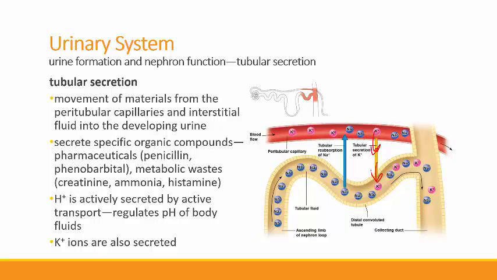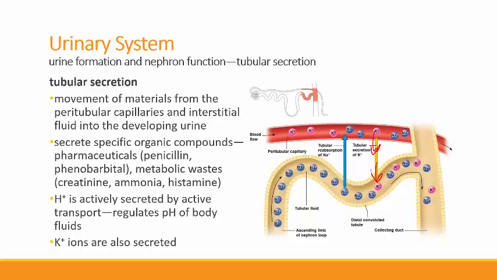Hydrogen ion is very actively secreted, and we have to do active transport in order to do this. Recall that because they have ionic charges, ions are not able to just diffuse across cell membranes, and so active transport is required. But by actively secreting hydrogen ions, we can help to regulate pH of the body. So the body has a tendency to go acidic. We'll see that next chapter as we look at acid-base balancing. And so the ability to do tubular secretion of these hydrogen ions is very important.